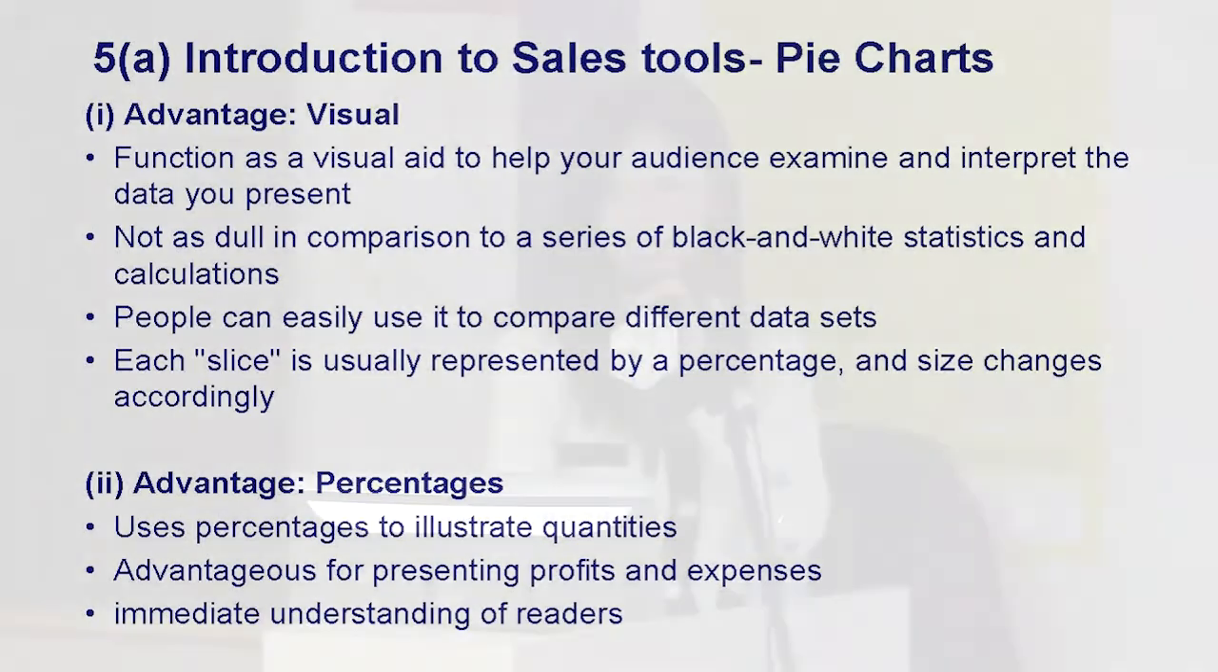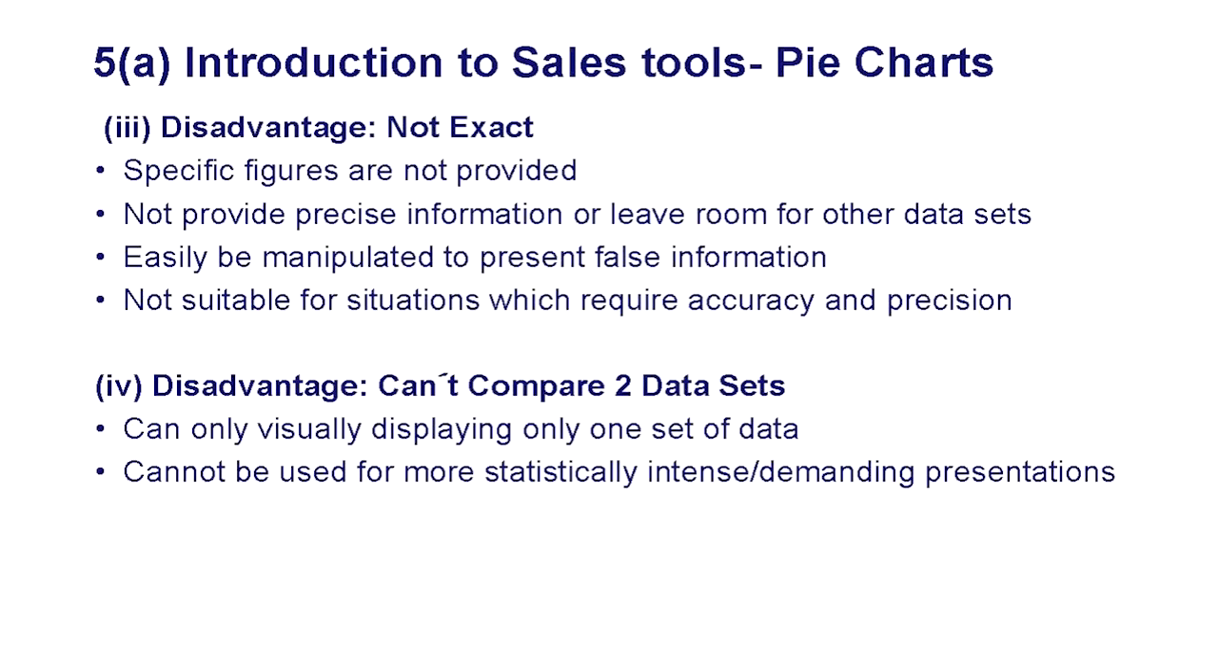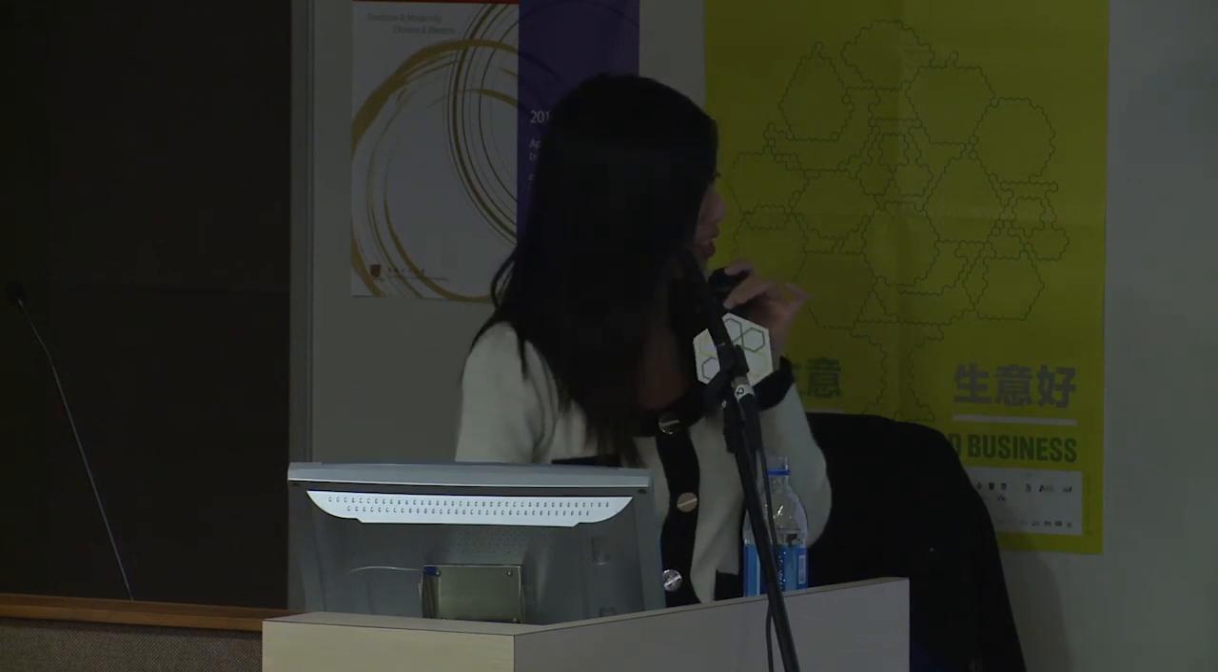There's a few data sets, and then the percentages can be used, and you can look at numbers at the same time. The disadvantages, they're not as exact, and you can't compare more than two data sets at the same time. So it's really difficult to analyze over two. So it's better off, depending on the situation you are looking at, to choose the right tool to use.